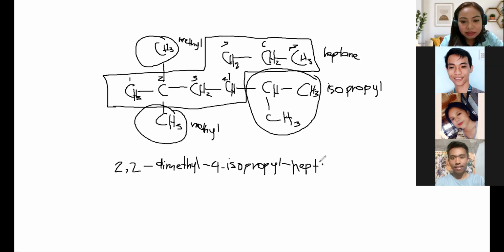So this is now the name of our molecule. We have 2,2-dimethyl, 4-isopropyl heptane. Any questions? None. So for alkene and alkyne, I will just combine them.